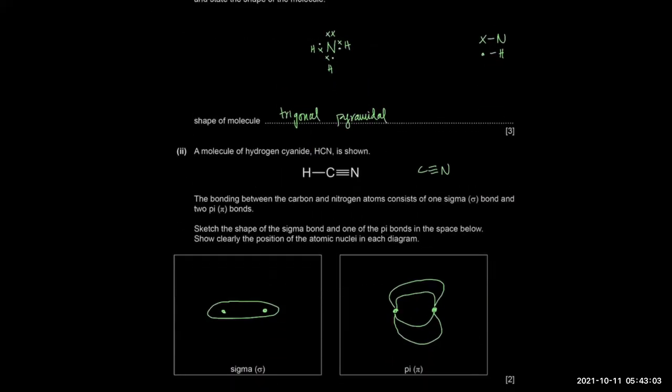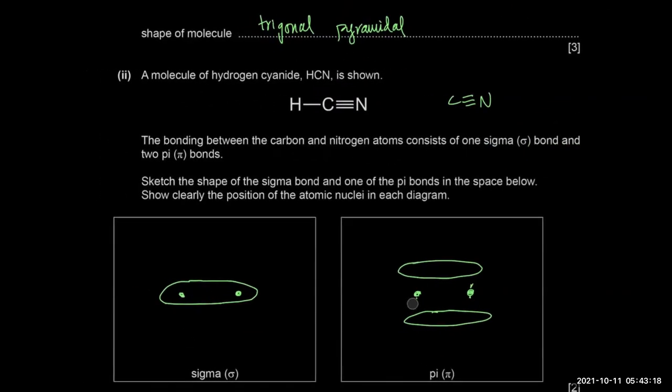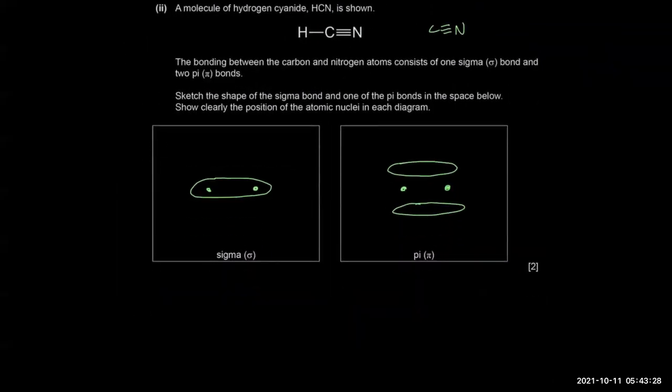If you want to draw it simpler, you can literally just show it like this. The pi bond's electron density is above and below the nuclei, like that. That's a simpler way to draw it, and that's how you're going to find it in your marking schemes as well, if you ever look into it. So I'll just write it down over here. The dot over here represents the nucleus, and this is the electron density for the pi bond.